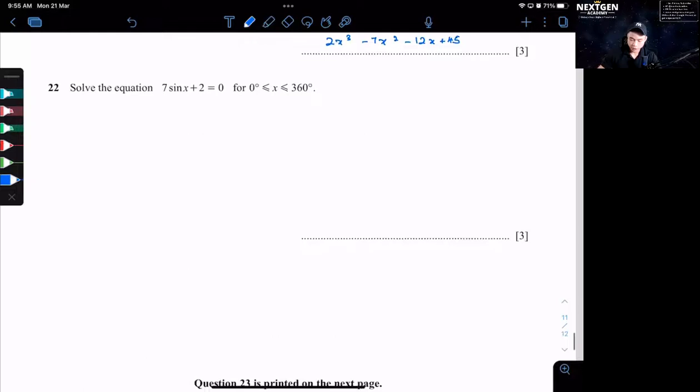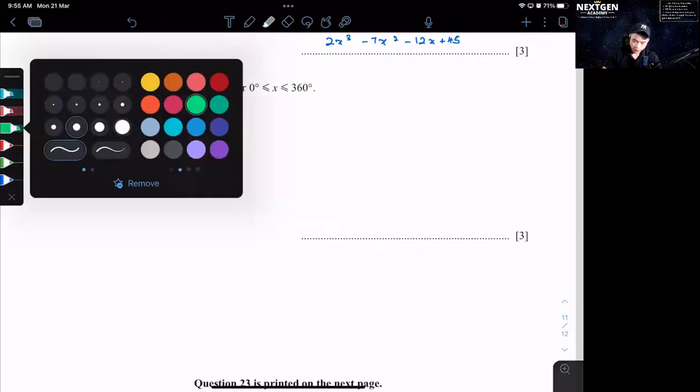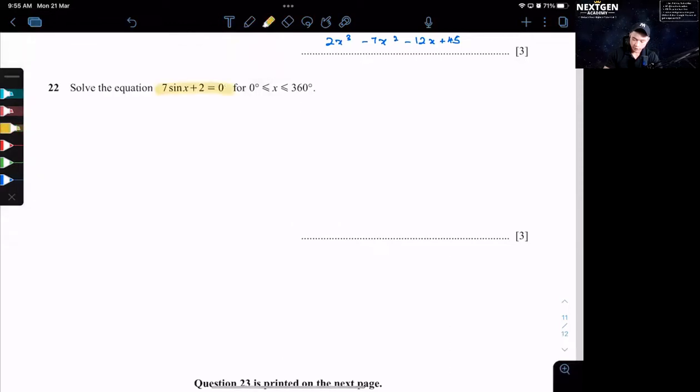Okay, question 22. This is a Trigo question. Solve the equation. So solve means I need to find what's the x value. 7 sine x plus 2 equals to 0 for 0 degrees to 360 degrees. Okay, so this one you all got to use your ASTC method. So 7 sine x plus 2, so it will be 7 sine x equals to minus 2. Sine x equals to minus 2 over 7.